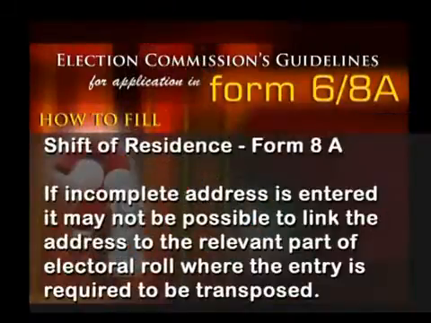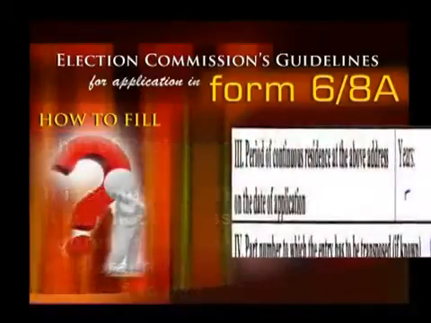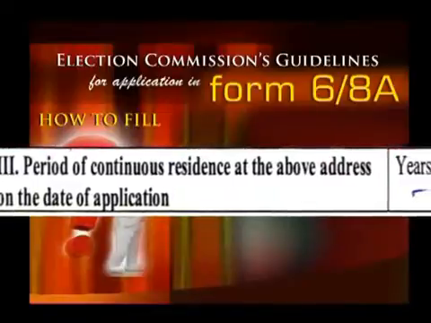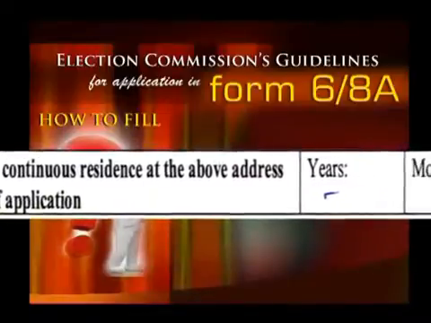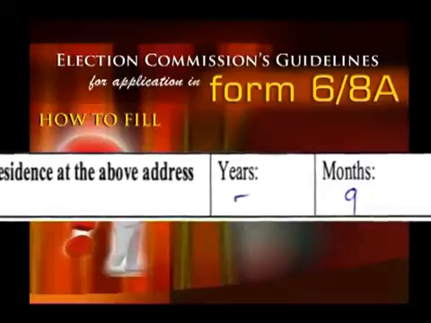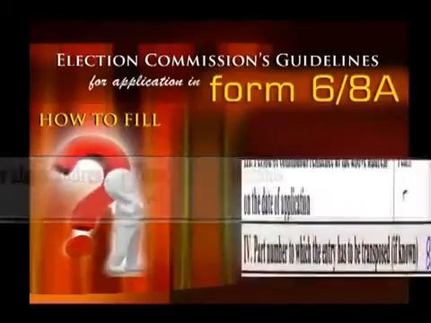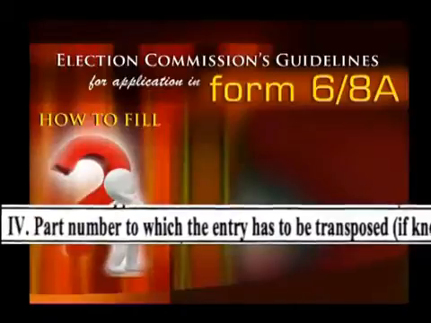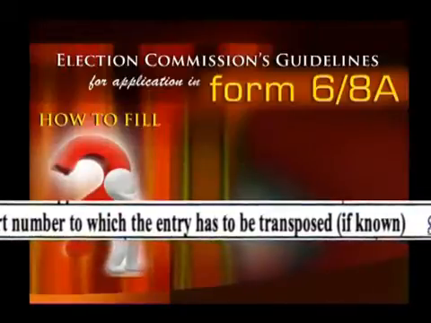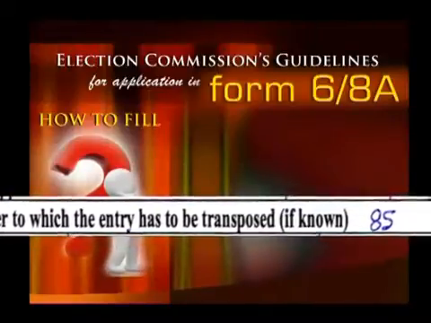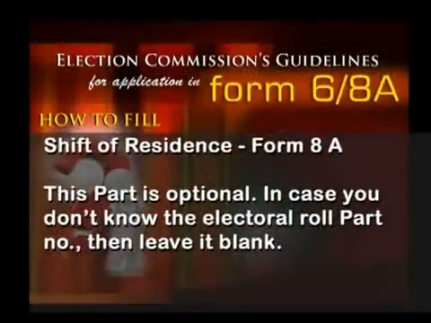If incomplete address is entered, it may not be possible to link the address to the relevant part of electoral roll where the entry is required to be transposed. In Part 3 of the application, indicate the approximate period of continuous residence at the new address mentioned in Part 2. In Part 4, write the electoral roll part number in which the residents of the new area where you have shifted are enrolled. This part is optional. In case you don't know the electoral roll part number, then leave it blank.